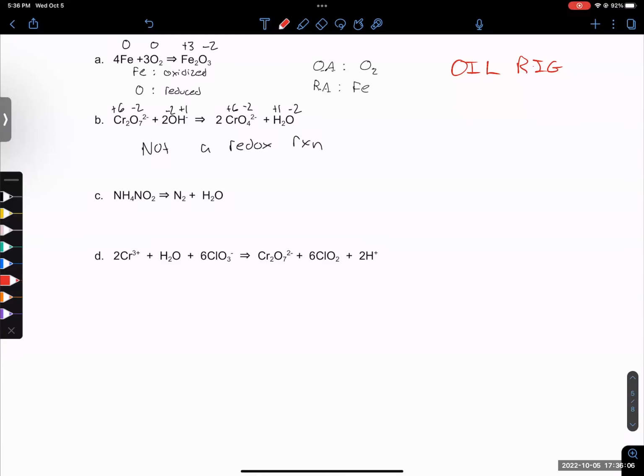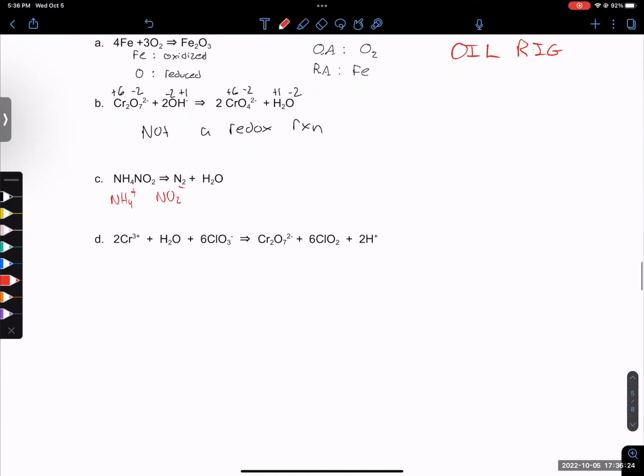Let's assign our oxidation numbers. What's the oxidation number on nitrogen? So this is a little tricky. What I like to do is break it up into its ions. So it helps me to see NH4+ and NO2-.